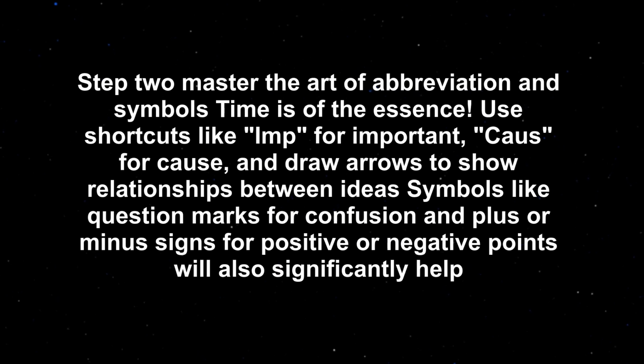Step 2. Master the art of abbreviation and symbols. Time is of the essence. Use shortcuts like IMP for important, CUS for cause, and draw arrows to show relationships between ideas. Symbols, like question marks for confusion and plus or minus signs for positive or negative points, will also significantly help.